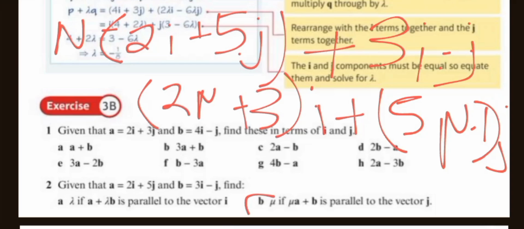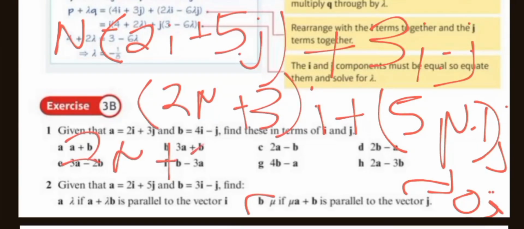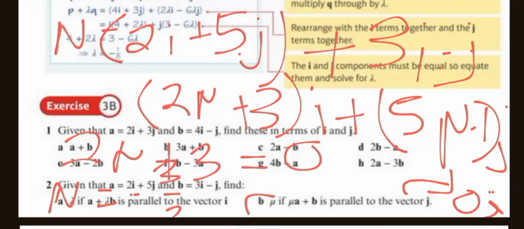So here in the B part, it says it's parallel to the vector j. That means the i vector coefficient is 0. So 2 mu plus 3 equals 0. Mu equals minus 3 by 2.